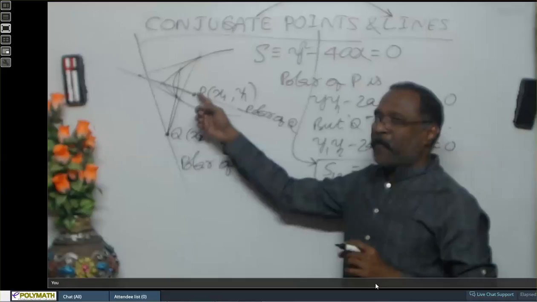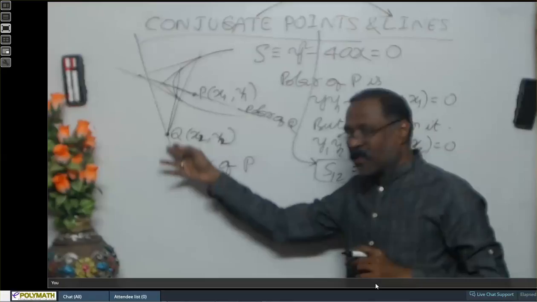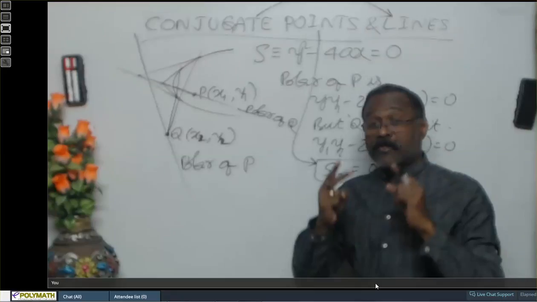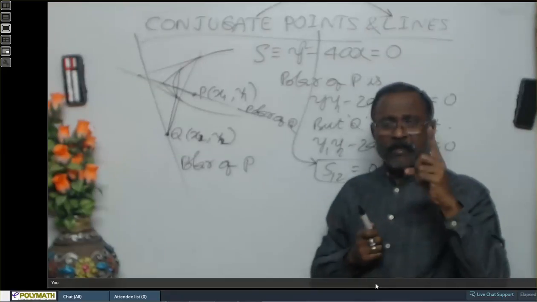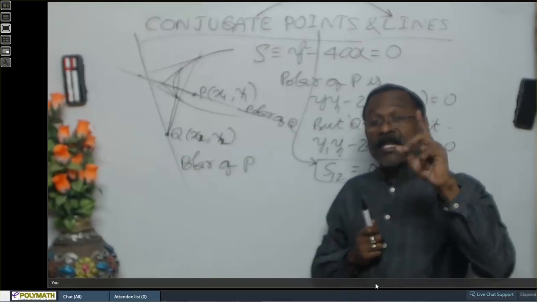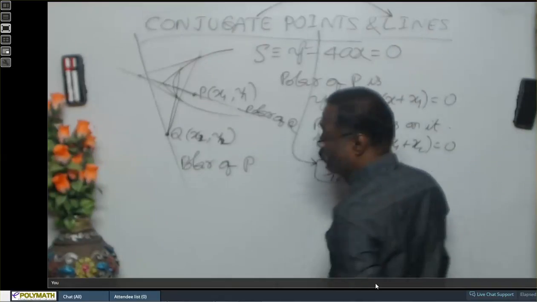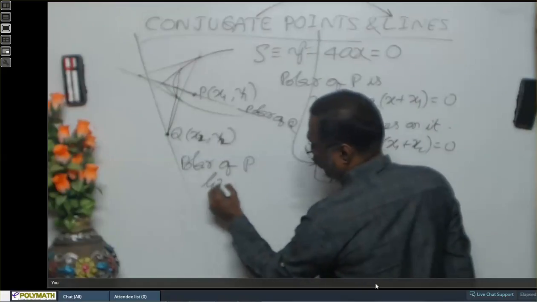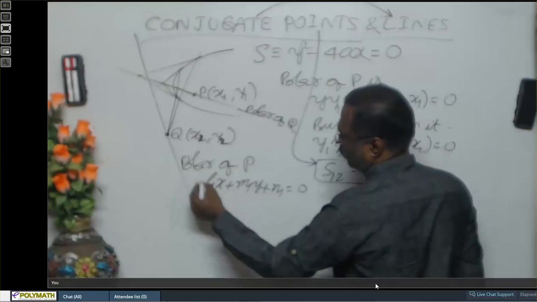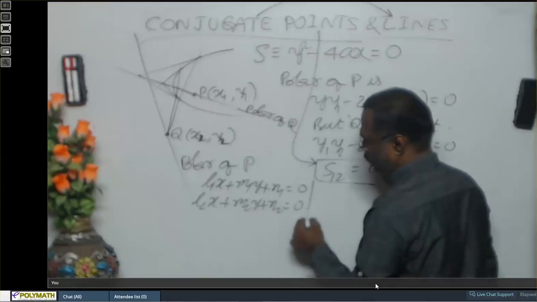Because a line passes through the other point. But there, for lines you will have poles. So two lines are said to be conjugate if the pole of either lies on the other. For example, you have two lines here, L1x plus M1y plus N1 equal to 0, L2x plus M2y plus N2 equal to 0, be the conjugate lines.